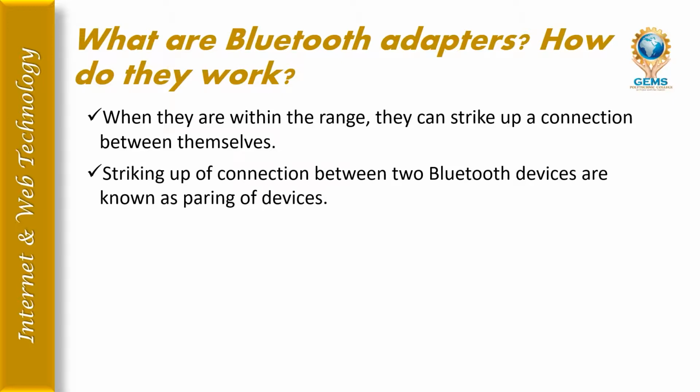When they are within range, they can strike up a connection between themselves. The striking up of a connection between two Bluetooth devices is known as pairing of devices. So, what is pairing? It is nothing but the striking of a connection between two Bluetooth devices.